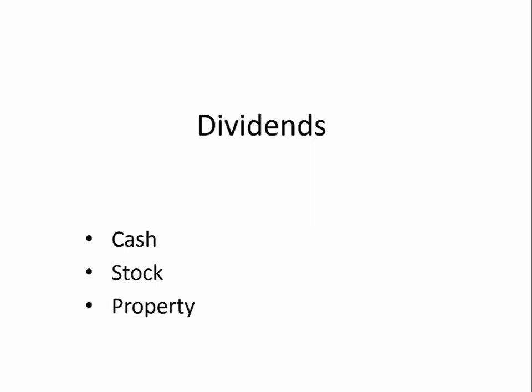Okay, we need to talk about dividends. There are three basic types of dividends we'll be worrying about: cash dividends, stock dividends, and property dividends. Now, dividends are referred to as non-reciprocal transfers to shareholders. They are entirely discretionary on the part of the board of directors.